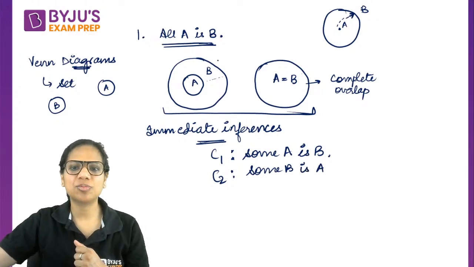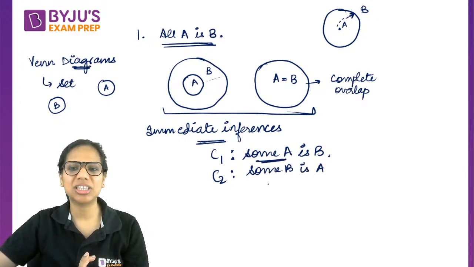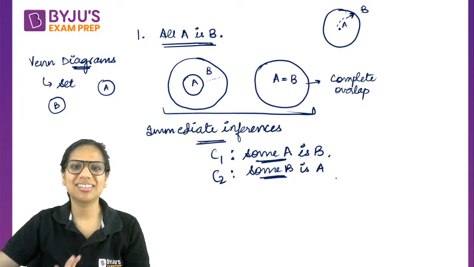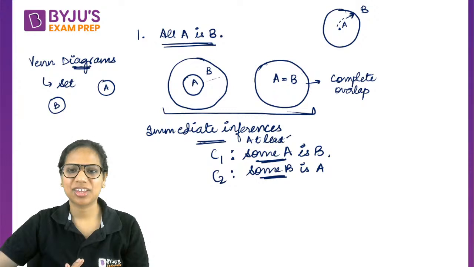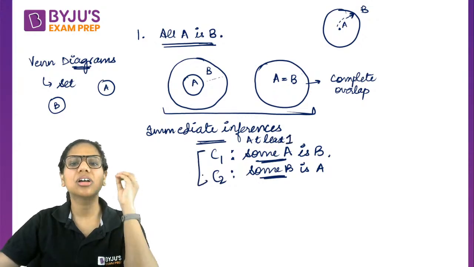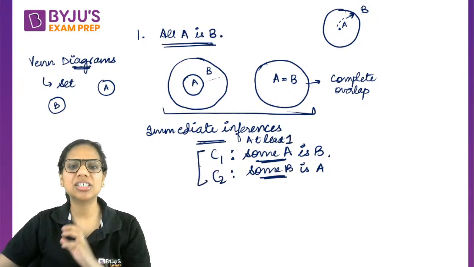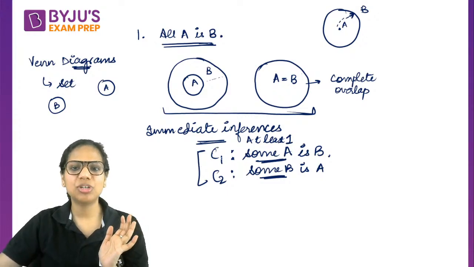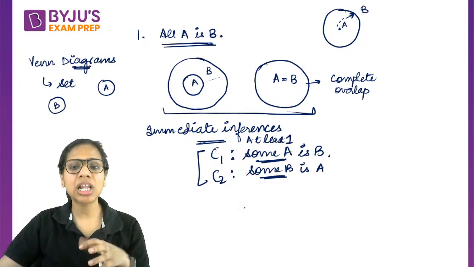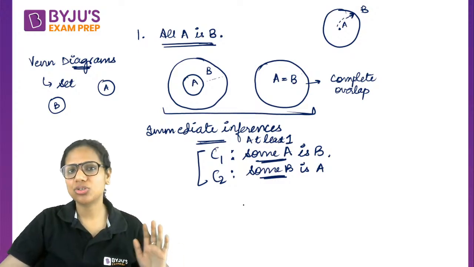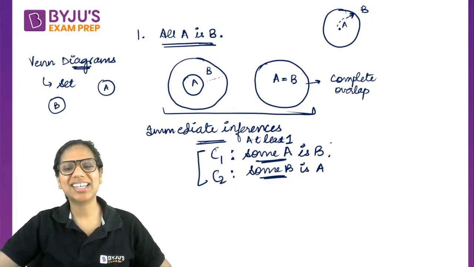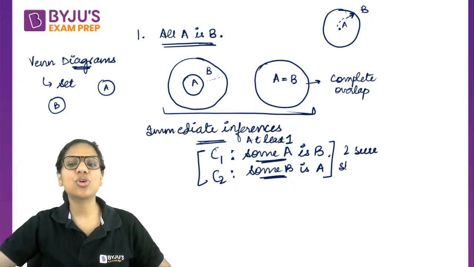When I say all A's B, there has to be at least one A that is B. There has to be at least one B that is A. So at least one, that is the definition. This is something that is correct for sure, valid for sure, right? Immediate inferences. You can try other permutations and combinations, but you will realize that there are only these two short conclusions that you can arrive at. Other conclusions will not be certain in nature.